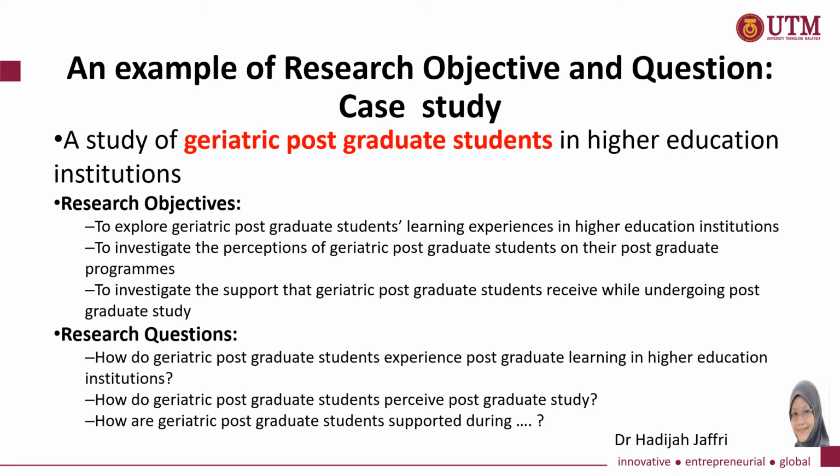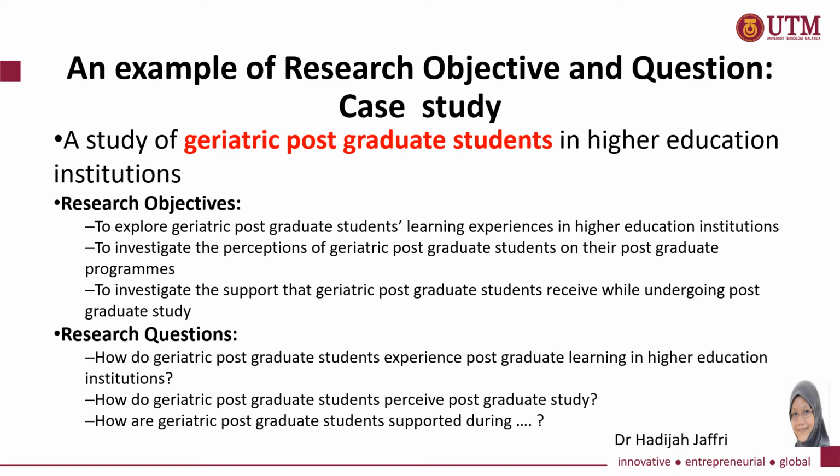Now, I would like to give another example of research objective and question related to a case study. Okay, let's say a researcher wants to study geriatric postgraduate students in higher education institutions, meaning they belong to a group of individuals who are in their 60s, 70s or 80s, but they further their study at colleges or in universities. So it is a very unique kind of group of individuals. So we can label them as geriatric postgraduate students.